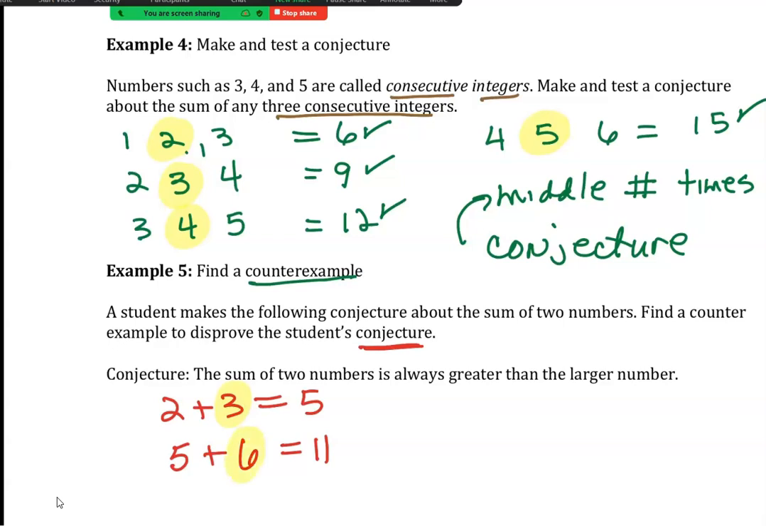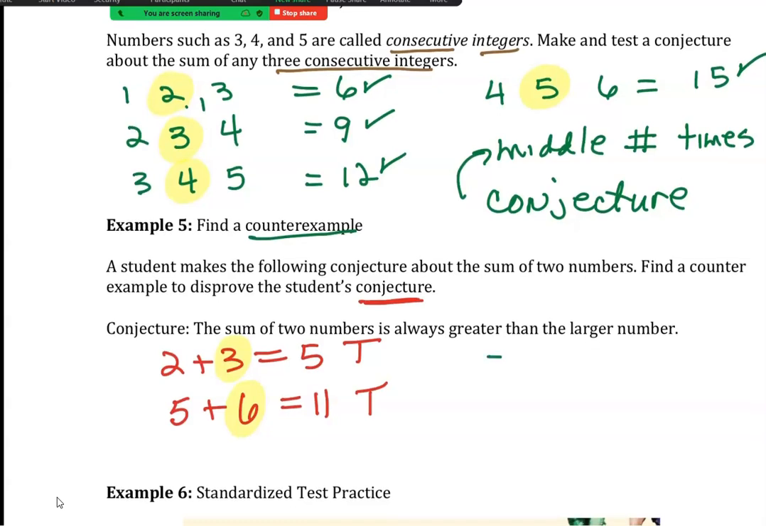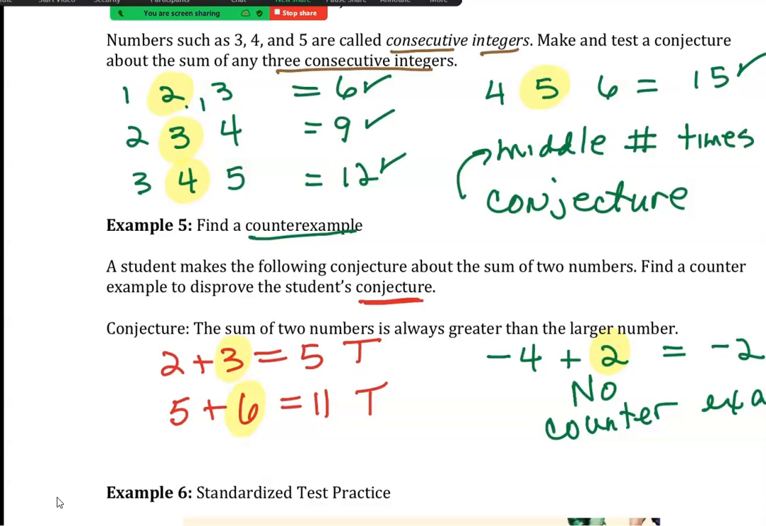So I'm thinking I have to have another way to do this. They didn't tell me how the numbers are related. They didn't tell me to always pick positive numbers. What if I picked a -4 plus a 2? That's going to give me a -2. Is that -2 greater than the larger number? So this is no. So this is your counterexample. Okay?